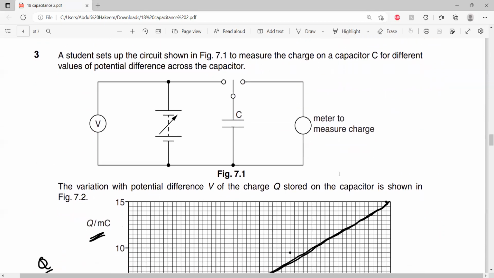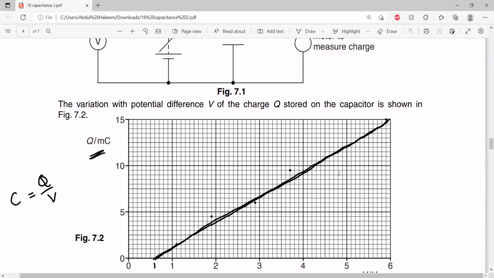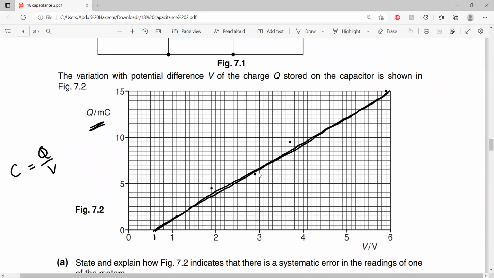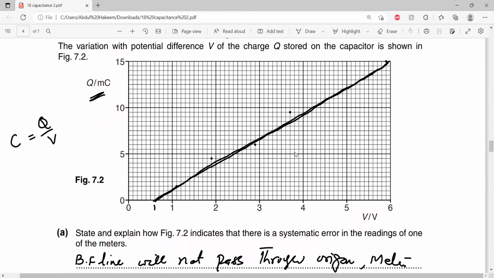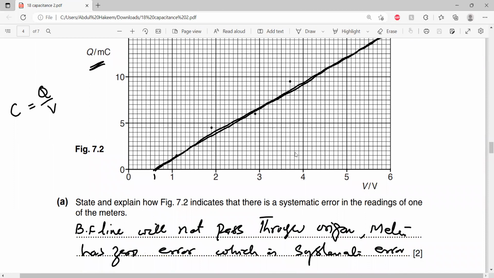Now, the next question is question number 3. A student set up the circuit as shown in the figure to measure the charge on the capacitor C for different values of the potential. The variation of the potential V and the charge on the capacitor is shown. If these points are plotted, state and explain how the figure indicates that there is a systematic error in the reading of one of the meters. Look, the best fit line is not passing through the origin, so it has a zero error, which is a systematic error.